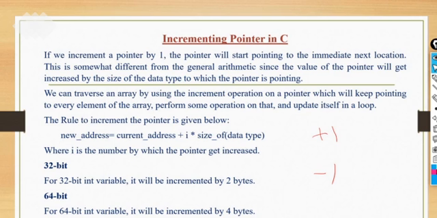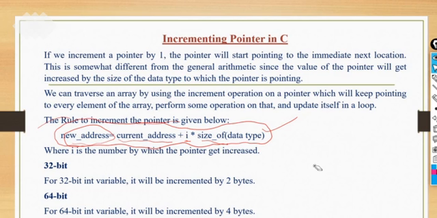In pointer arithmetic, we have some rules to increment the pointer. What will be the new address? Current address plus i multiplied by the size of the data type. That will be the new address of the pointer. That is how incrementing works here. Normally you can do an increment like adding 1 to a value, but for a pointer increment there are some rules to increase the pointer value.